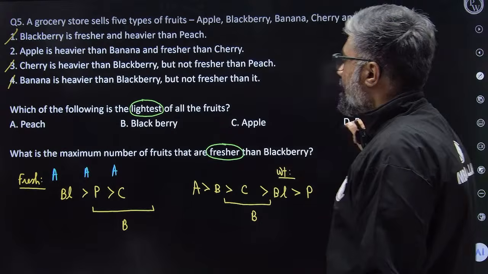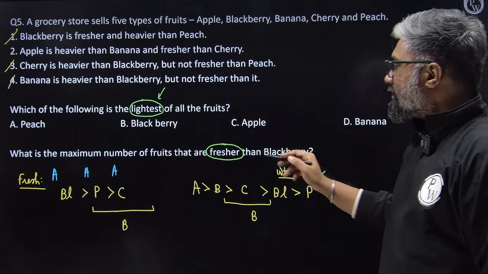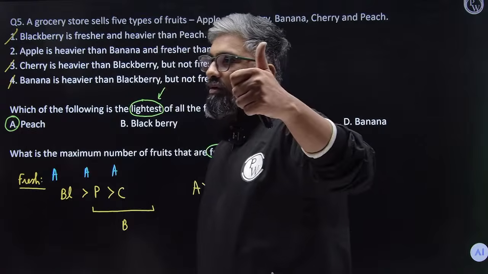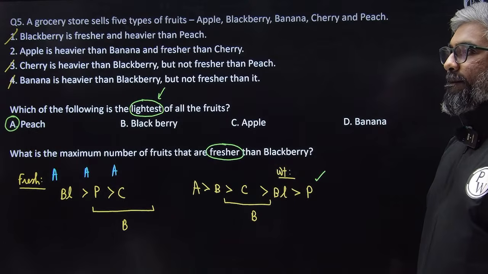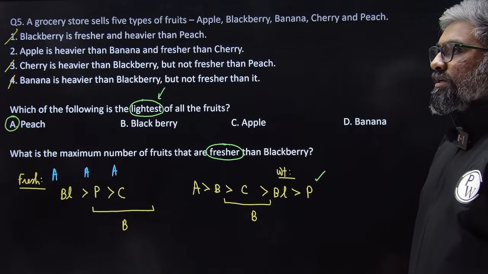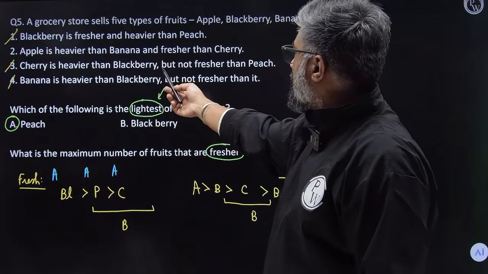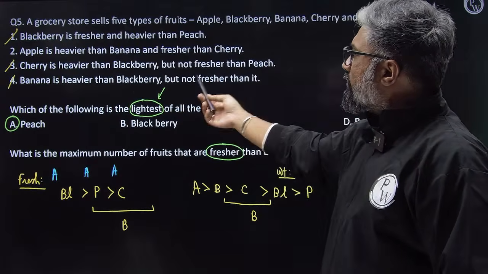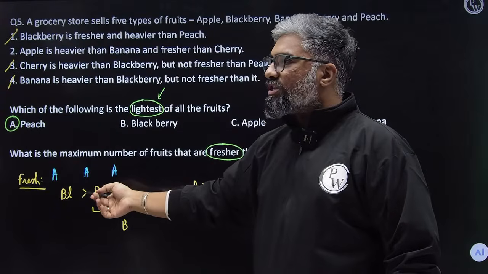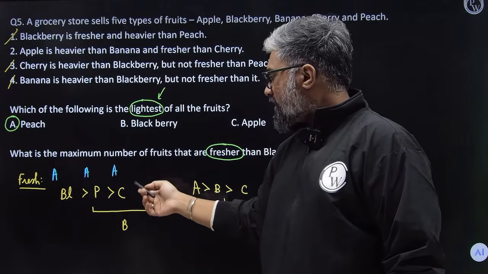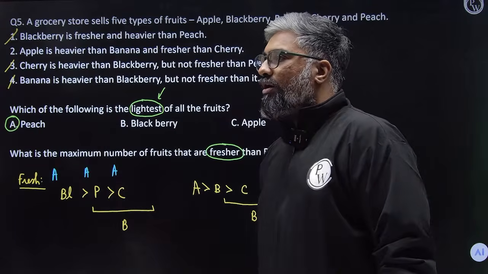What's the question asking? Which of the following is the lightest? Peach has to be the lightest, correct? Which is option A. Very good. Peach is the lightest, correct? Cherry can come anywhere. It is not fresher than. Cherry is heavier than blackberry, but not fresher than peach. Cherry is not fresher than peach. Kabilan, not fresher than peach means less fresh than it. I hope that's clear, Kabilan.